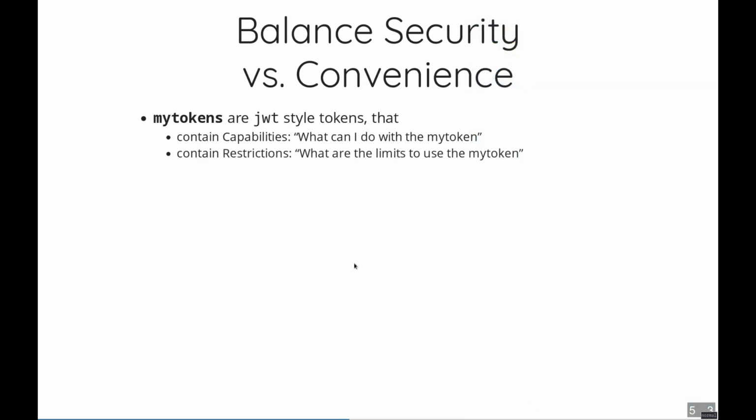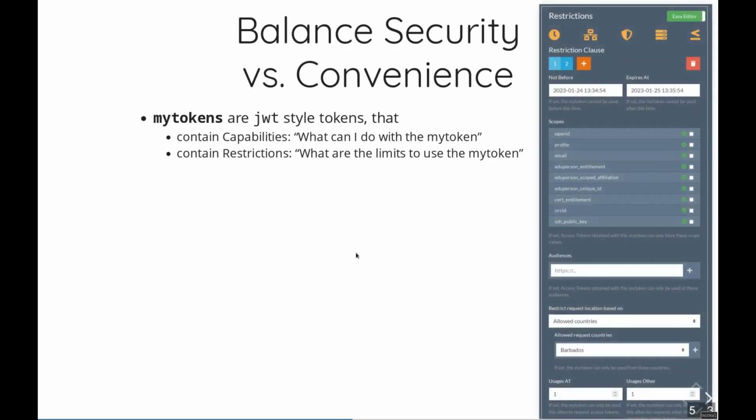My Tokens can also contain restrictions, which talk about what are the limits in which I can use my token. This looks like this. I can put multiple restriction clauses. For example, my token might not be used before or after a certain time frame. Can limit the scopes to which the generated access tokens have access. You can limit it to audiences. You can limit it on a geo-IP base. You can also limit it on IP addresses. You can limit the amount of usages for generating access tokens or other usages, and so on.